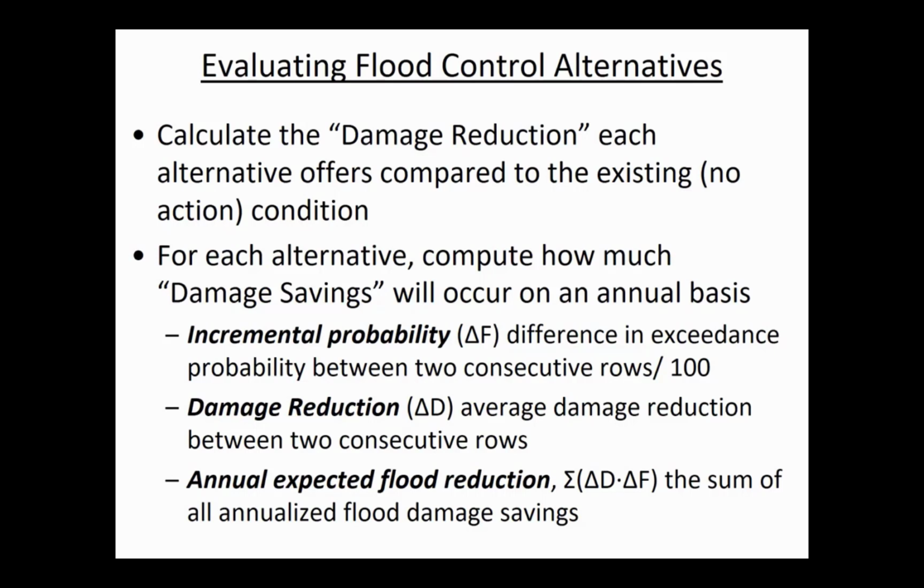And so one of the example questions we're going to look at today is how to know how big to build something. To do that, you're going to look at the damage reduction that's saved when you go from preventing the 5-year storm to now preventing the 10-year storm, for example. So that's what the delta D is going to be. And then the annual expected flood reduction says there is a certain amount of damage that's avoided every year and a certain probability that that storm was going to happen.